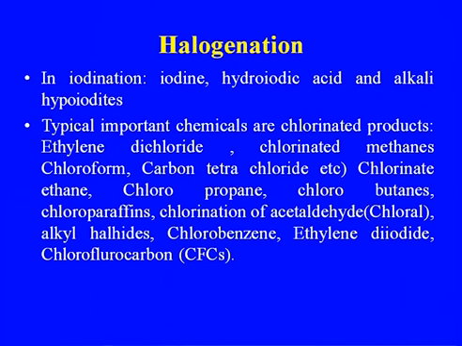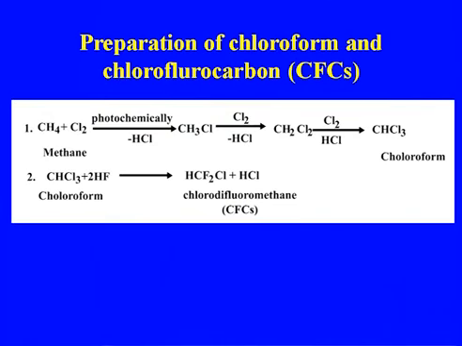In iodination, we use iodine, hydroiodic acid and the alkali hydroiodides. Typical examples are chlorinated products: ethylene dichloride, chlorinated methane, chloroform. In the chlorination of methane we get a number of products, that is chloroform, carbon tetrachloride, then chloroethane, chloropropane, chlorobutanes, chlorination of acetaldehyde, alkyl halides, and chlorobenzene, because that is the starting material for nitrobenzene. This was the earlier process, chlorobenzene to nitrobenzene. Also ethylene diiodide and chlorofluorocarbon, which is the use of fluorine. This is the reaction taking place in the chlorination of methane.